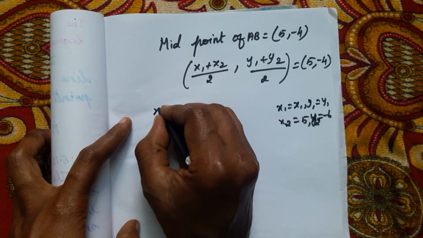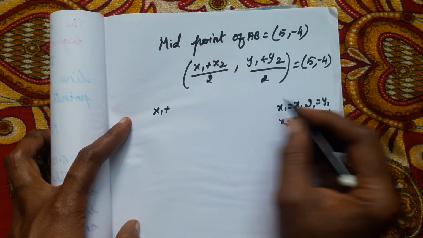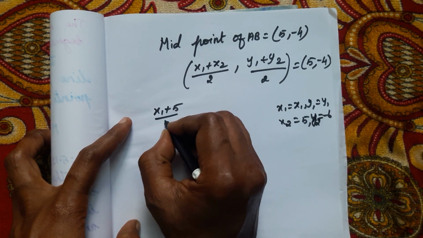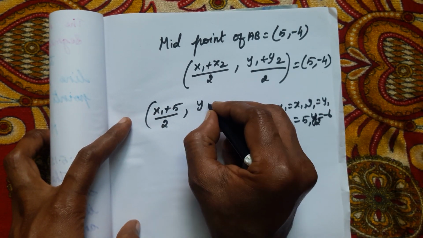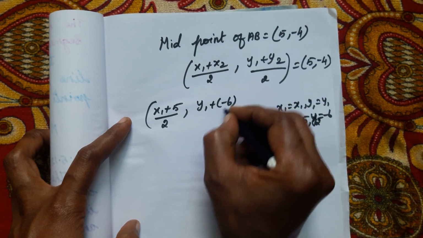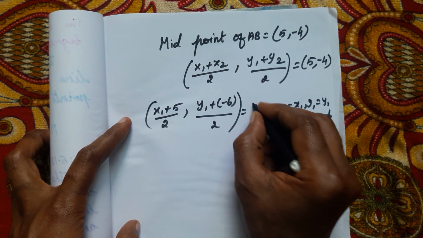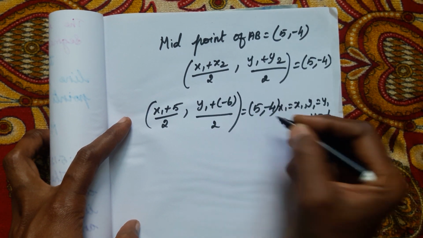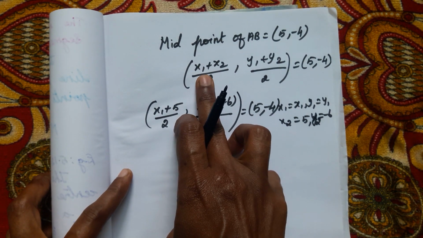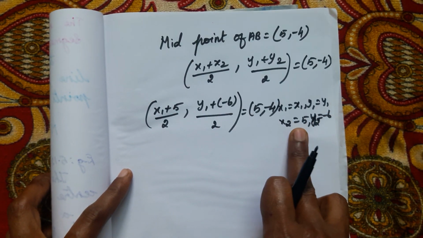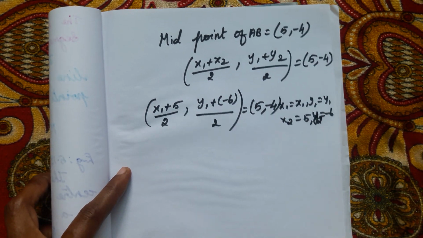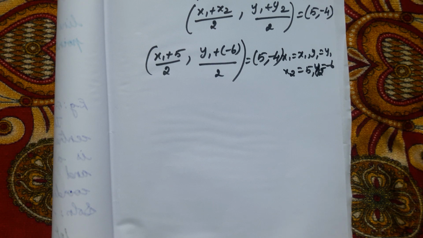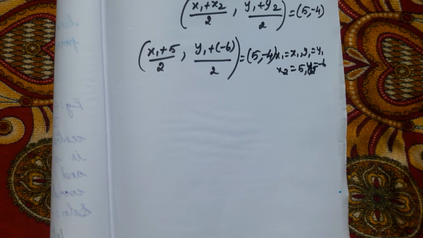So x1 plus x2 becomes x1 plus 5 by 2, comma, y1 plus y2 becomes y1 plus minus 6 by 2, equal to (3, minus 4). Clear? Any doubt here?